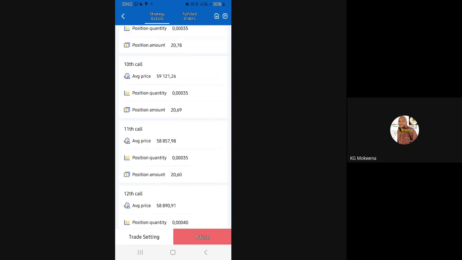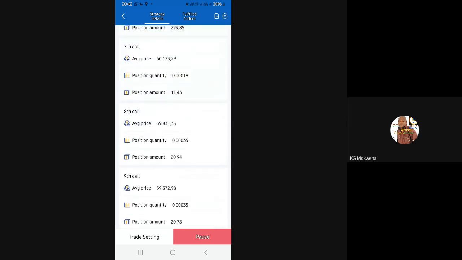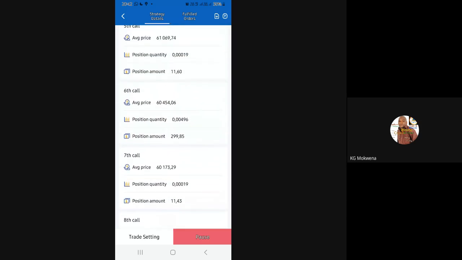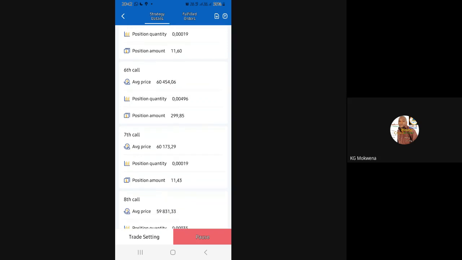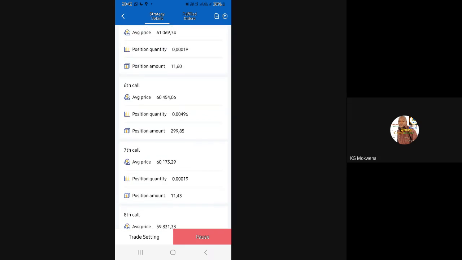Let's go upwards and check. Oh, it's margin call number 6. Can you see margin call number 6 has $299.85? And this was at the price of $60, business partners. So this is also going to help you in decision making. This was entered at the price of 60,454.